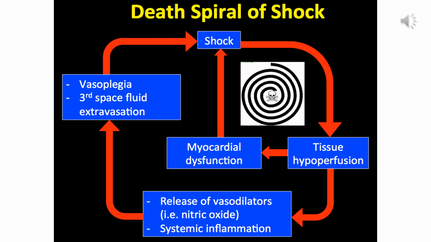Again, here we have that death spiral of shock. This is just to re-emphasize that early recognition, early intervention, recognizing what the cause of shock is and how to treat that cause is our patient's best chance of surviving shock. Because this shock is going to cause that tissue hypoperfusion that leads to myocardial dysfunction, releases vasodilators, worsens the systemic inflammatory response, and causes more vasodilation as well as third spacing of fluids, and that just perpetuates the shock. The myocardial dysfunction in all the stages of shock perpetuates the perfusion issue, and in all the different types of shock.